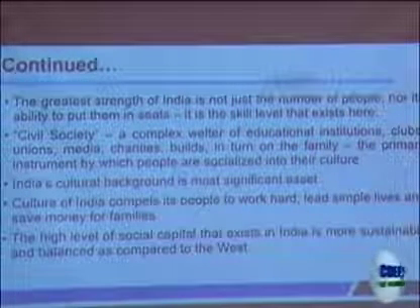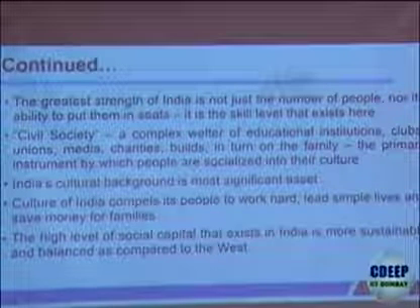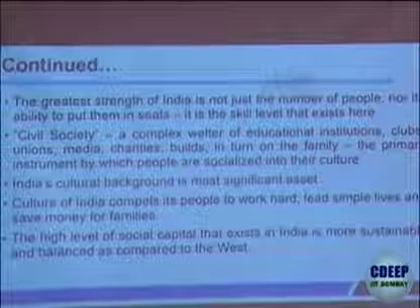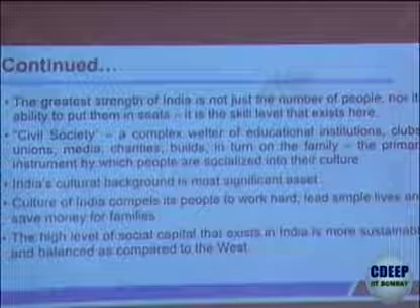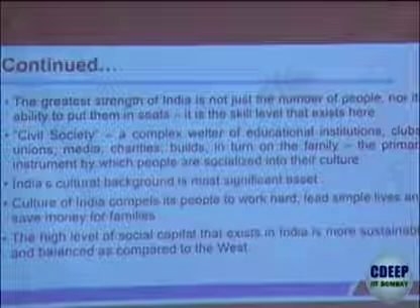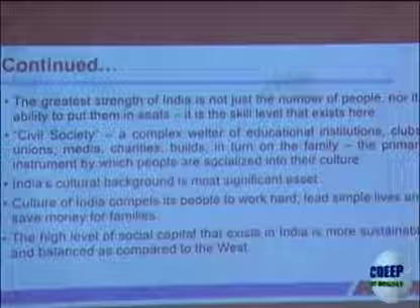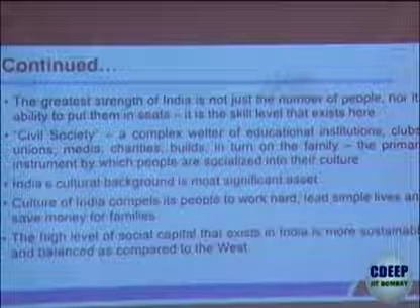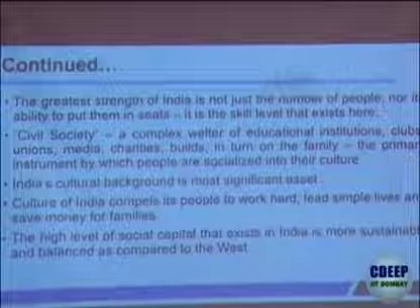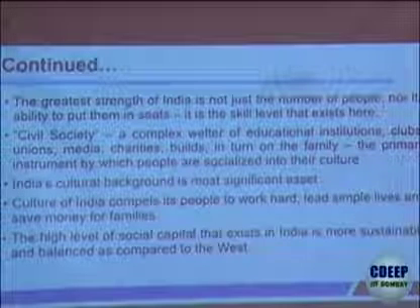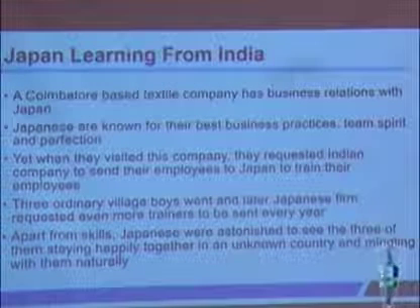The greatest strength of India is not just the number of people or how India adjusts them and puts them to work. It is the skill level that exists at the ground and at the lowest level in society. The civil society, which is a complex mixture of charities, media, educational institutions, etc., is the primary instrument by which people socialize in their culture. So India's cultural background is its most significant asset. The culture of India compels its people to work hard, lead simple lives, and save money for their families. The high level of social capital that exists in India is more sustainable and balanced than in the rest of the world. One example being Japan learning from India.